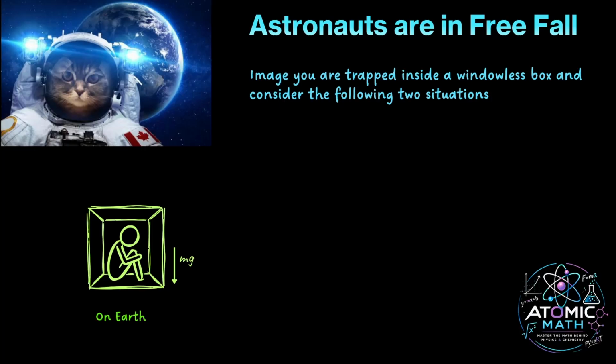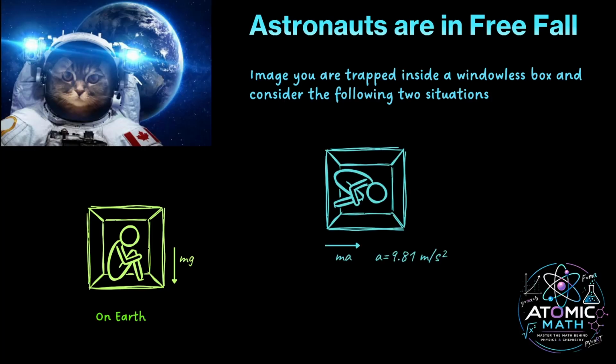The second situation, you are in the same box, but now you're in space in the absence of gravity, but the box is accelerating at a rate of 9.81 meters per second squared, which is equivalent to what you feel on Earth from gravity. So when you're in this box, as far as you're concerned, the left side of that box will feel like it is the bottom of the box and you are here on Earth. You would not be able to tell the difference between you in space and you on Earth because you cannot see outside the box.